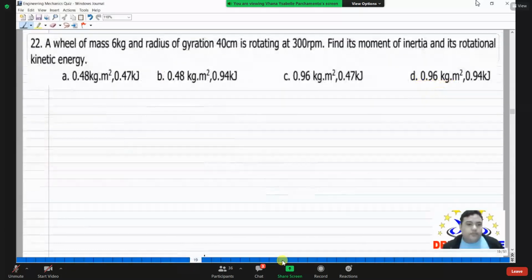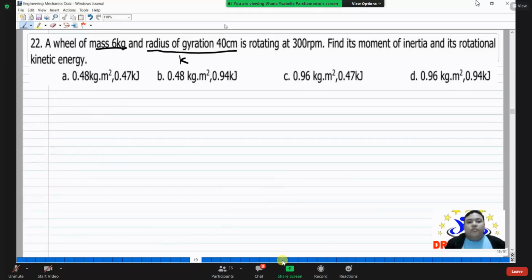Number 22. So, rotational motion. So, a wheel of mass, ito yung mass natin, 6 kilograms, and a radius of gyration, ito yung k natin, radius of gyration, yung 40 cm, is rotating at 300 revolutions per minute. So, find the moment of inertia and its rotational kinetic energy. So, given radius of gyration, ito lang yung pinaka-general formula.